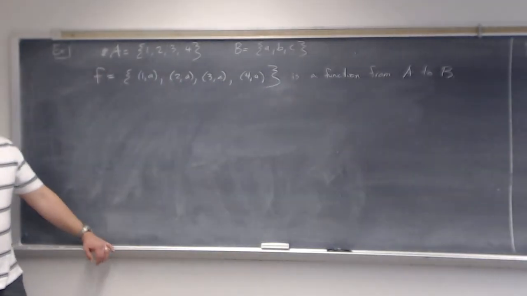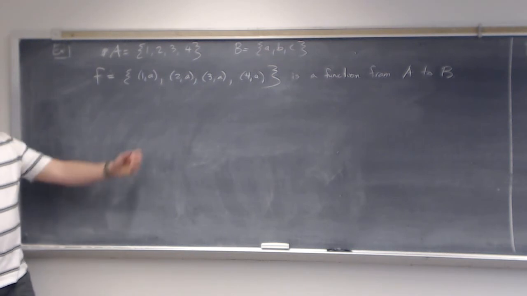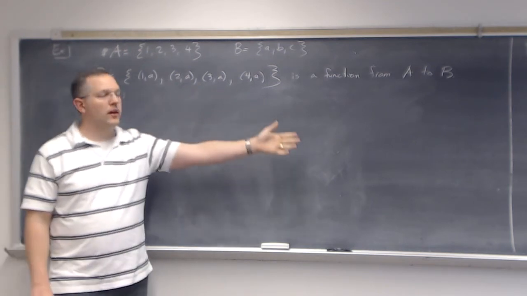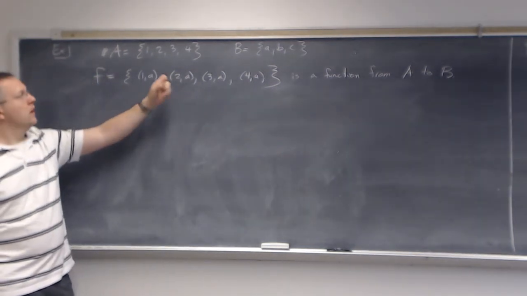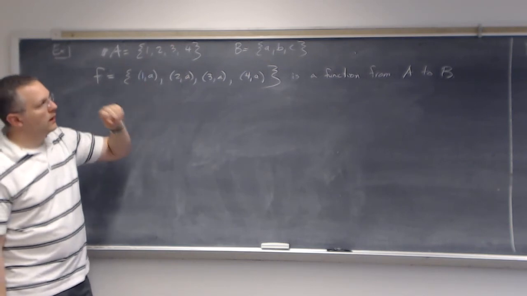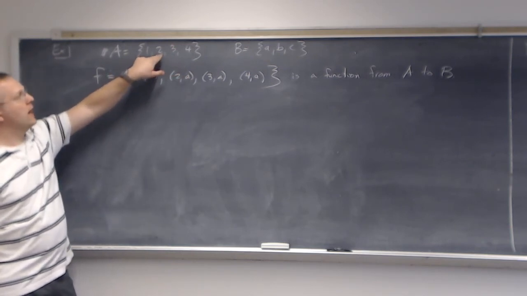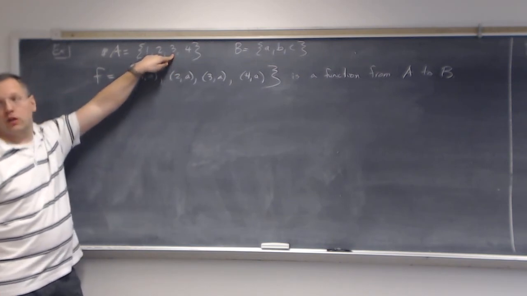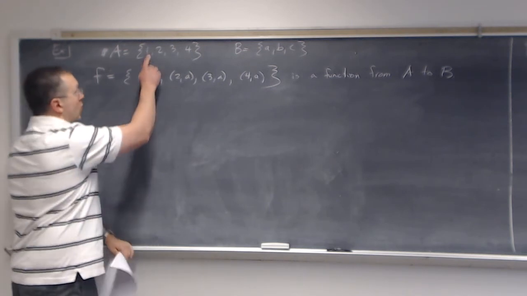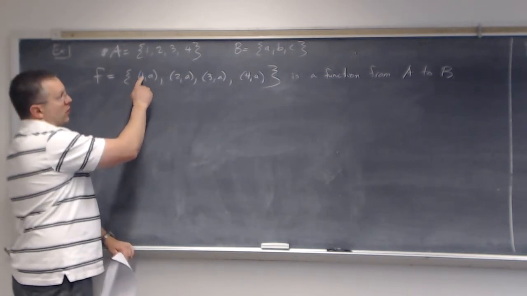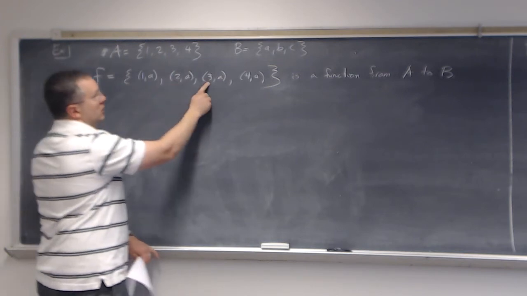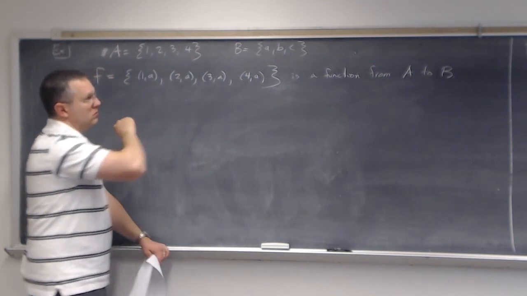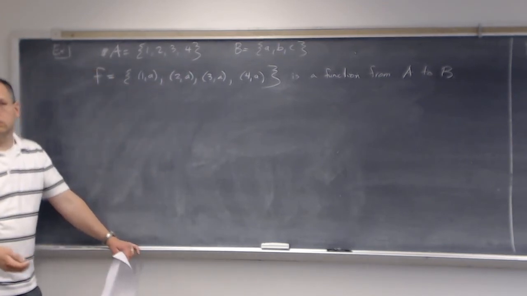So we said, is it a subset of A cross B? Yes. Every element in this set is an element of A cross B. Now, give me any element of A. Is there exactly one point with that element as a first coordinate? Yes. There's exactly one point with first coordinate one, exactly one with first coordinate two, exactly one with first coordinate three, and exactly one with first coordinate four. Okay, so that's the other condition.